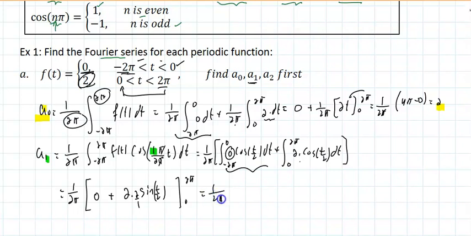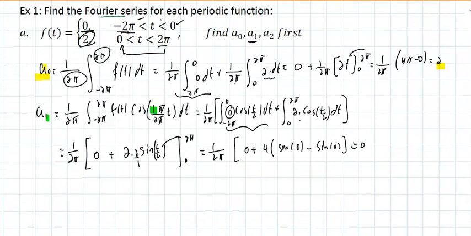So that is 1 over 2 pi times 0 plus 4 times the sine of pi minus the sine of 0. Well, those both are 0, so I get a 0. So it seems I'm getting those to be 0. Now, I need to find the Fourier series.